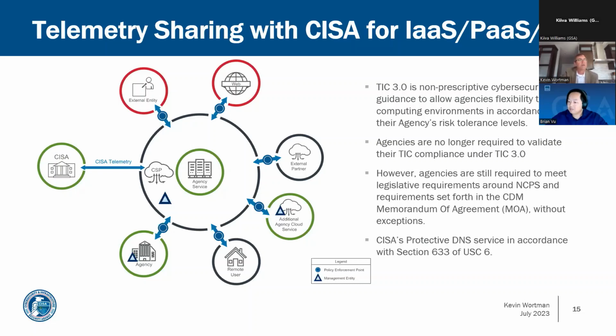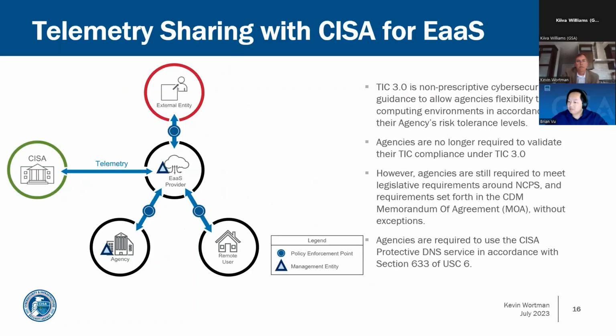And I'll repeat this again when we talk about our protective DNS service, but that service is required in section 663 of US Code 6. Next slide, please. Same for email. The message is the same. Non-prescriptive if you're looking at it from a TIC architecture perspective. However, we still do have those legislative requirements for NCPS, the MOA for CDM, and the requirement to use CISA's protective DNS service under section 663 of US Code 6. Next slide, please.